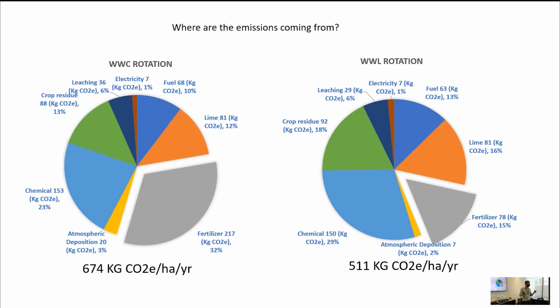In the model, one of the assumptions we have made is that we are always liming 1 ton every 6 years. So if you look at both rotations, your emission from lime is the same. The emissions from fertilizer, fuel and electricity are about the same, and crop residue is about the same as well. Atmospheric deposition is slightly higher for wheat canola, and chemical is the same. The main thing is how it changes the emission from the fertilizer, and that includes all scope 1, scope 2, and scope 3 emissions.